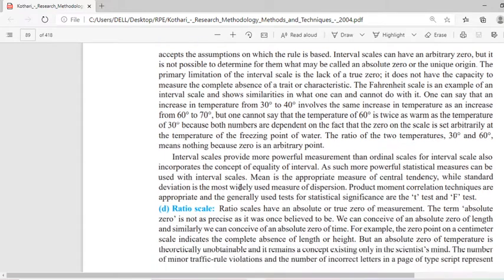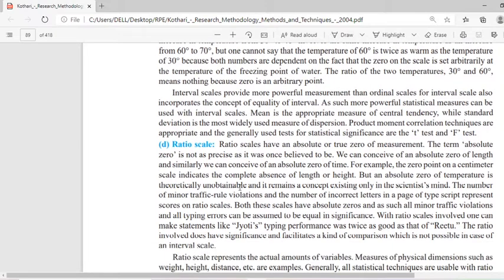Now we consider ratio scale. Ratio scale has an absolute or true zero for the measurement. The term absolute zero is not as precise as it was once believed to be. You might have heard about absolute zero in physics, but that absolute is not considered here. For example, length zero means there is no length. So the measurements are from zero, but the temperature is not from zero.